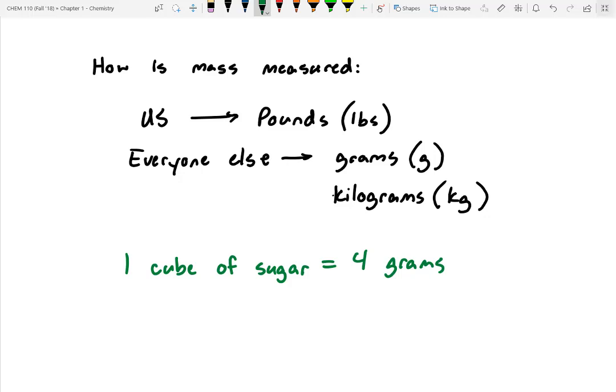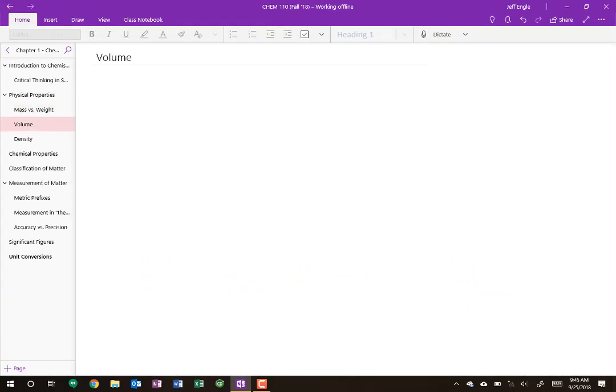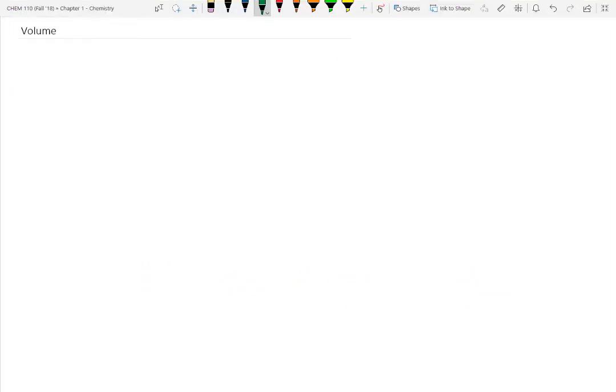Okay, so let's switch to volume. That's the other thing you're going to be looking at tomorrow. Volume, like we said, is the amount of area that something takes up, or alternatively, we can measure it another way. It is the amount of area that you displace.